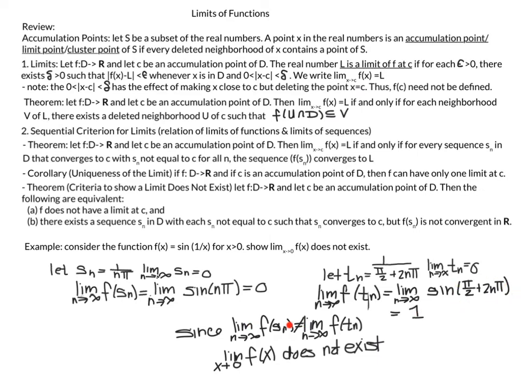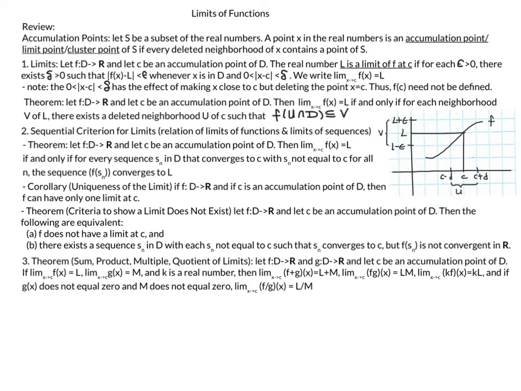And since the limit of f of Sn and the limit of f of Tn do not equal each other, and the limit must be unique, it must be that the limit as x approaches 0 of f of x does not exist. The next theorem talks about the sum, product, multiple, and quotient of limits.